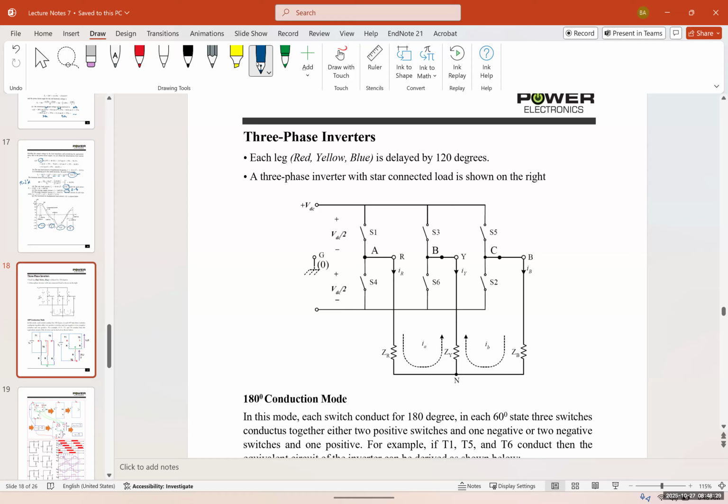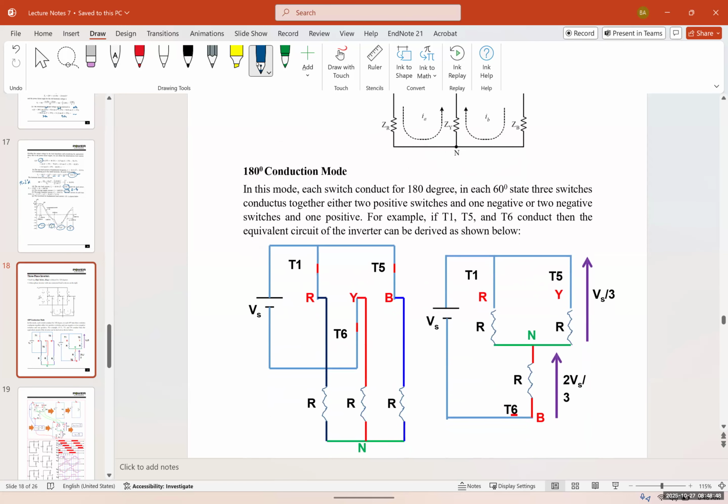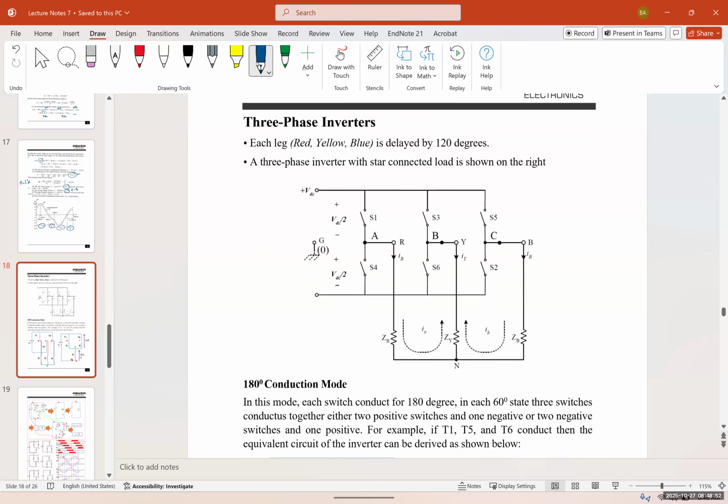So another type of inverter that we have is the three-phase. So far, what we studied was the single-phase inverters. Now we have the three-phase inverters. Here, each leg, and the red, green, blue refers to the second picture down here. The red, yellow, blue is delayed by 120 degrees, as you know, for three-phase.